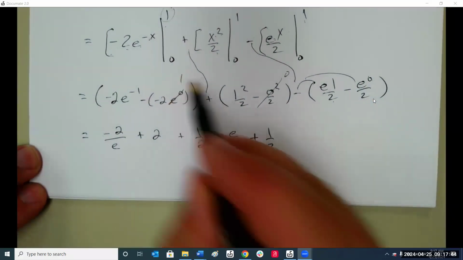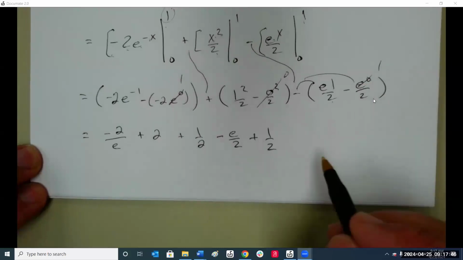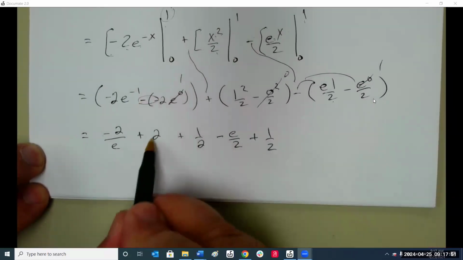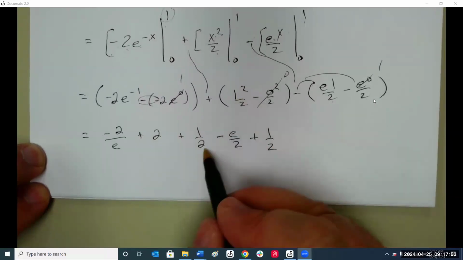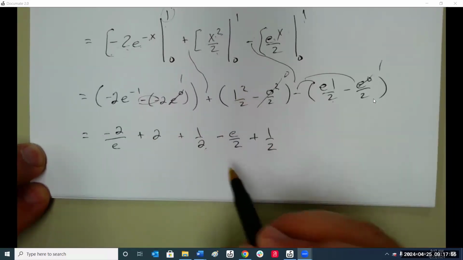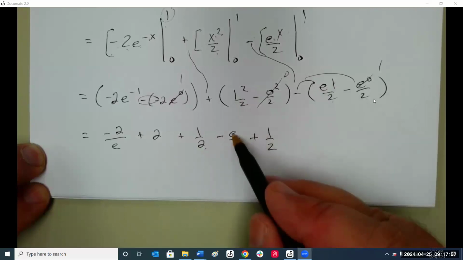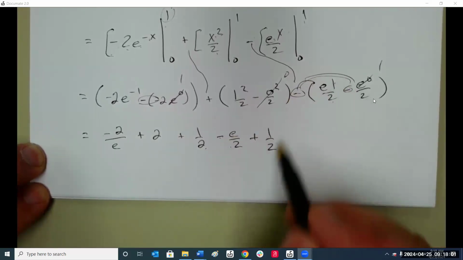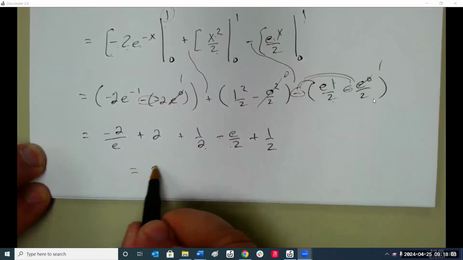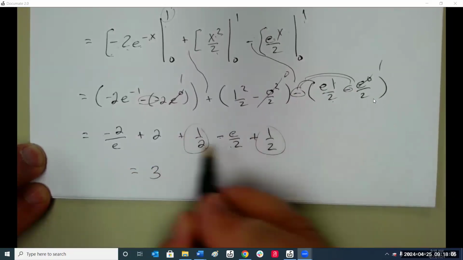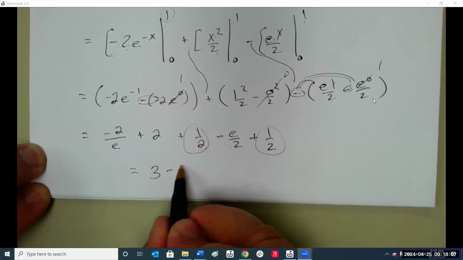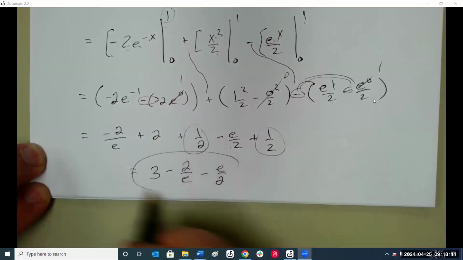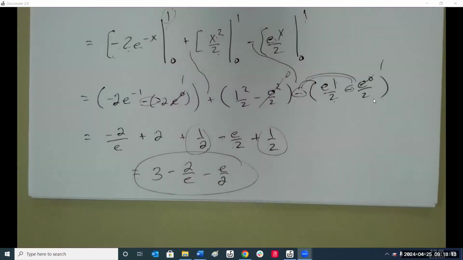E to the 0 is 1. So that becomes a plus 2. Then 1/2. E to the first is e over 2, it's minus, and then negative times negative makes it a positive. So the answer is 1/2 plus 1/2 is 1, plus 2 is 3. Whatever that is, e is a constant.